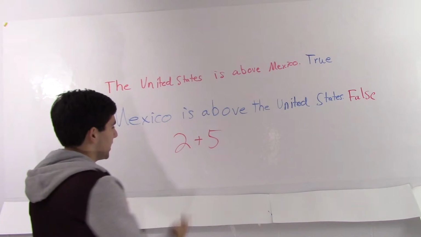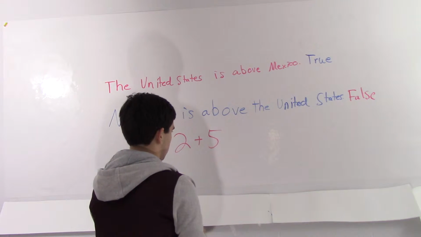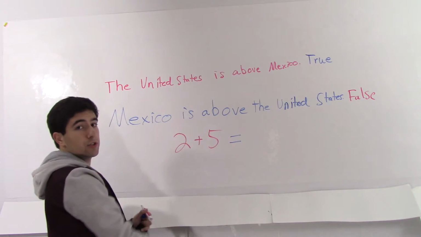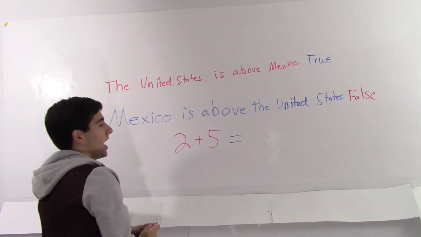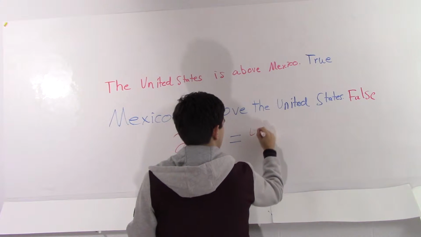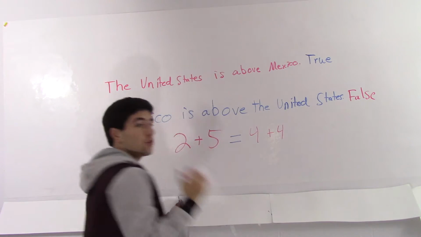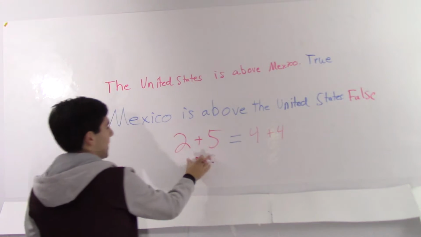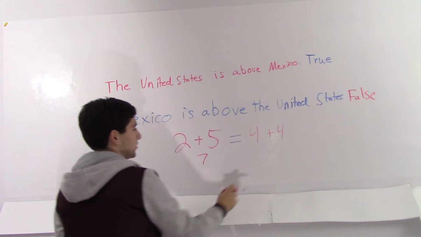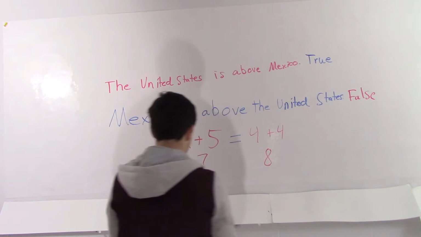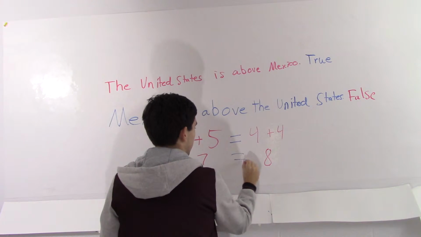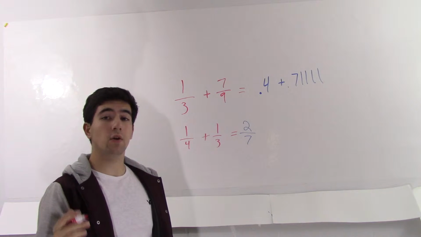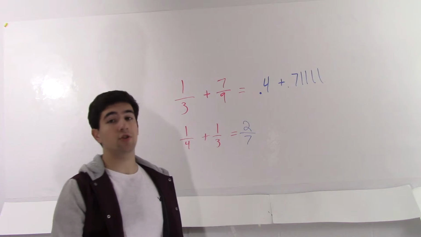In the same way, we can have a subject. We can have a verb, which is our equal sign, and we can have a different numerical subject. But this also doesn't guarantee that it's true. Because when you figure them out, 2 plus 5 is 7, and 4 plus 4 is 8, this is not a true statement.